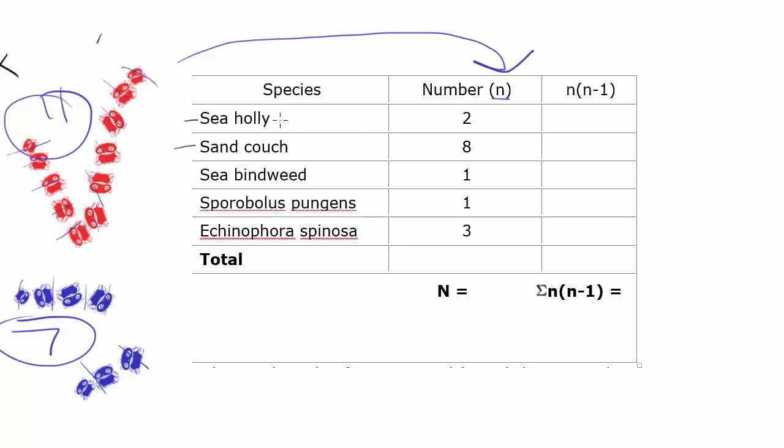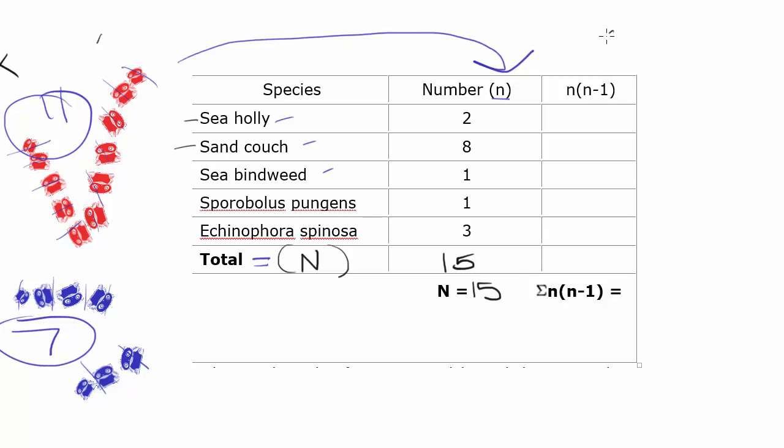Little n means how many of each of these individual organisms. So you aren't expected to be able to identify the organisms that you actually capture, but you'll be putting them in as little n's. In other words, this researcher counted 2 holly, 2 sand couch, and so on. Next up, we're going to figure out the total. The total is the same value as capital N. You can see capital N is listed below. So to find capital N, or the total, we're simply going to add up the columns here. So 2 plus 8 is 10, plus 1 is 11, plus 1 is 12, plus 3 is 15. So our value for capital N is 15.